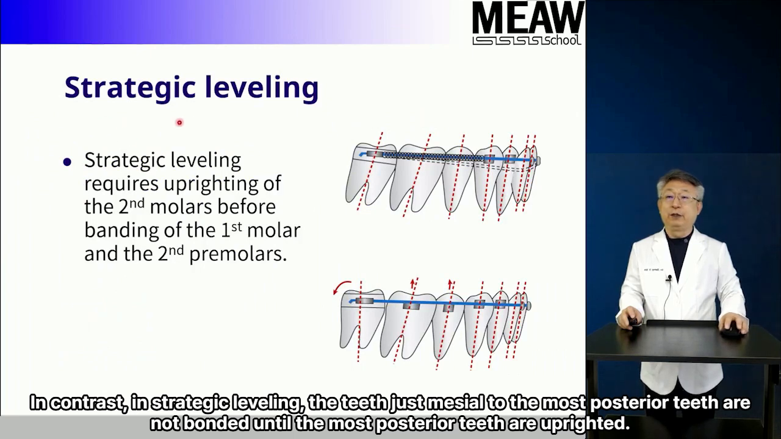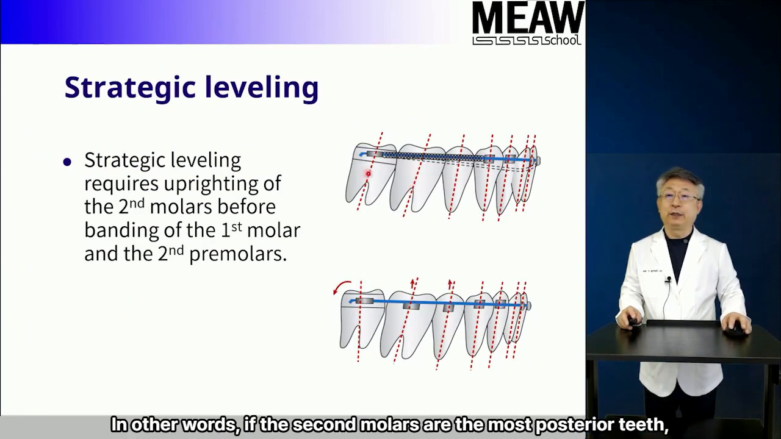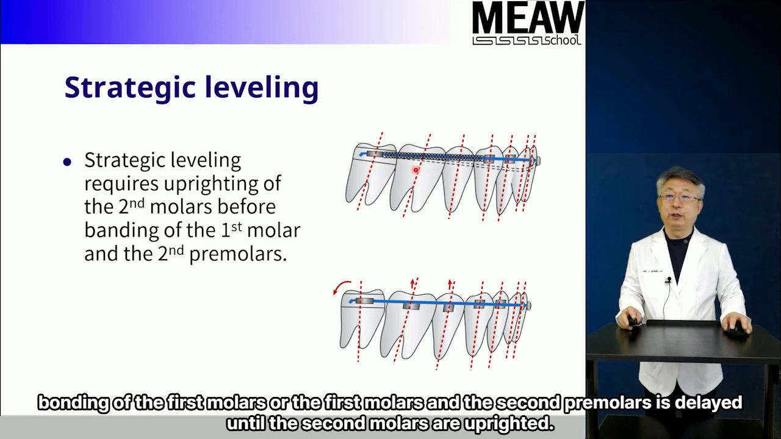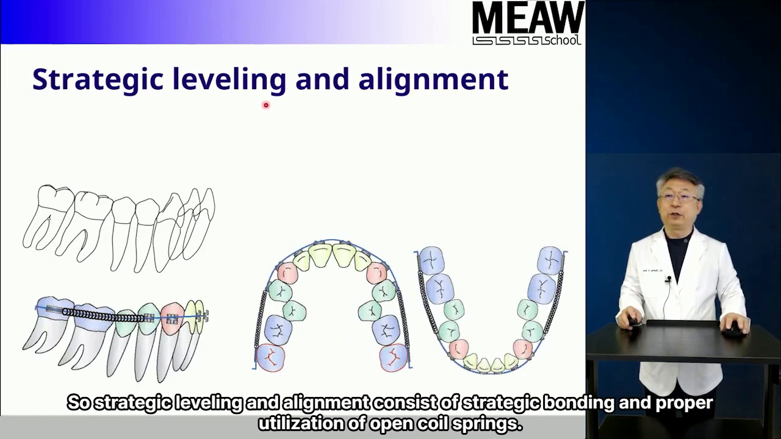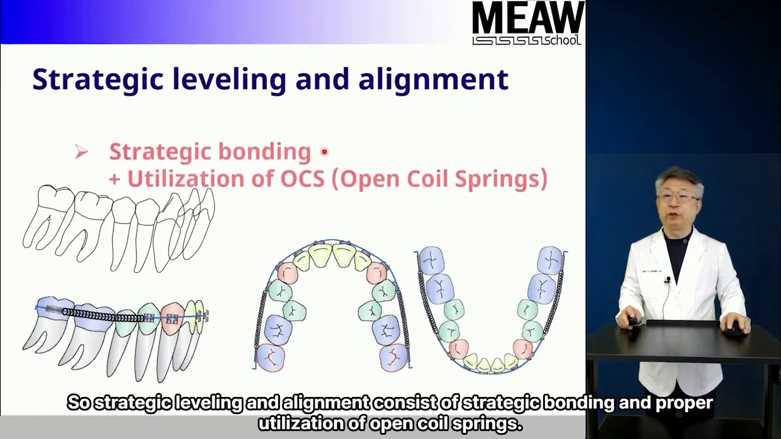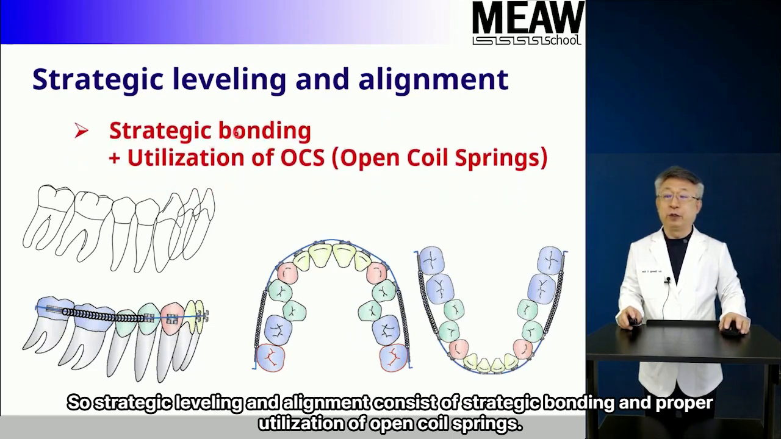In contrast, in strategic leveling, the teeth just mesial to the most posterior teeth are not bonded until the most posterior teeth are uprighted. In other words, if the second molars are the most posterior teeth, bonding of the first molars, or the first molars and the second premolars, is delayed until the second molars are uprighted. So strategic leveling and alignment consists of strategic bonding and proper utilization of open coil springs.